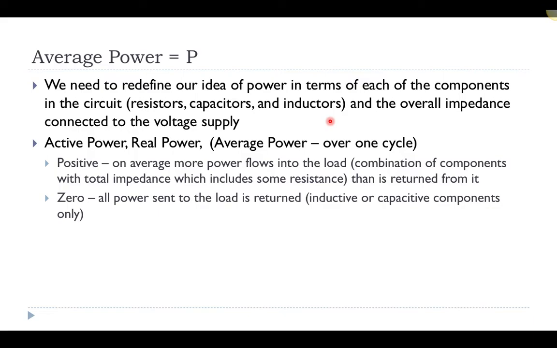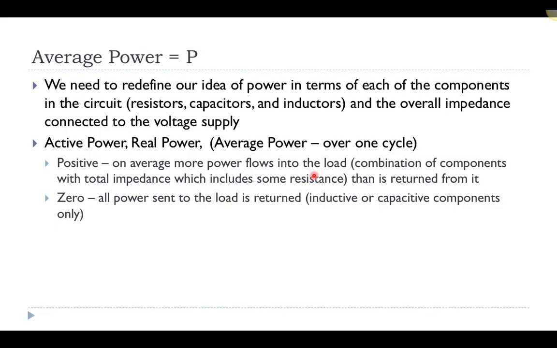So the very first thing that we're going to look at is the active power, the real power in the circuit. And the real power in the circuit is going to end up coming from a resistor that's in the circuit. And so the real power is always going to either be positive or zero. So on average, more power flows into the load than returns from it. And that means that you're going to have a positive value.